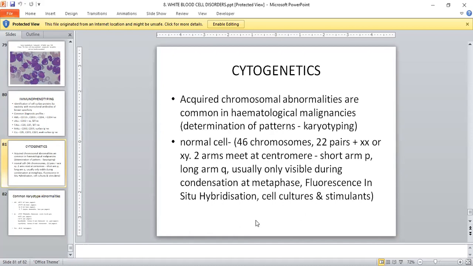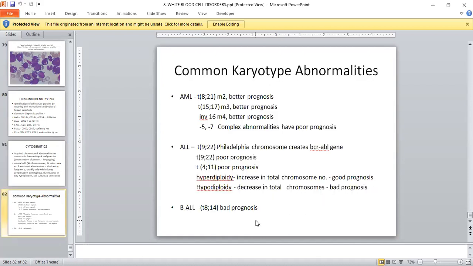Cytogenetics, this one is what will help you identify the presence or absence of the Philadelphia chromosome. So we mentioned this poor prognosis with Philadelphia chromosome. Also hyperdiploidy, which is an increase in the total chromosome number, is good prognosis. And then hypodiploidy is poor prognosis.